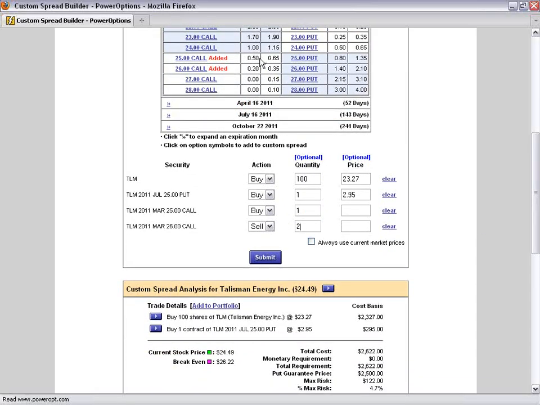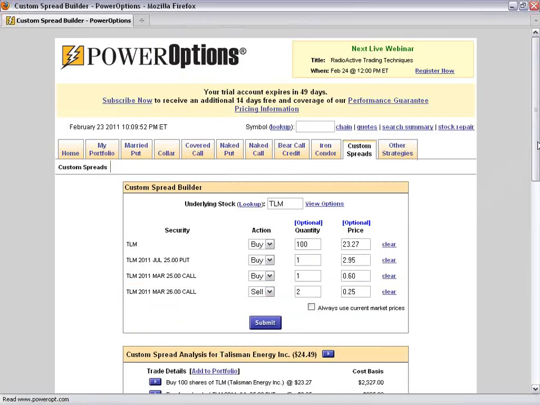Let's be fair. Let's adjust the prices a little bit. Let's say it only cost us 60 cents to get into the March 25 call. And let's say I could sell this one for, let's call it 25 cents. So only a 10-cent debit on the position. All right, let's go ahead and run that. See what we get here.